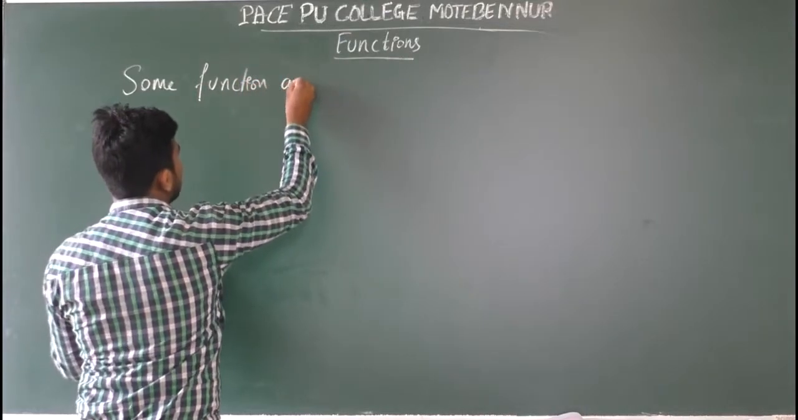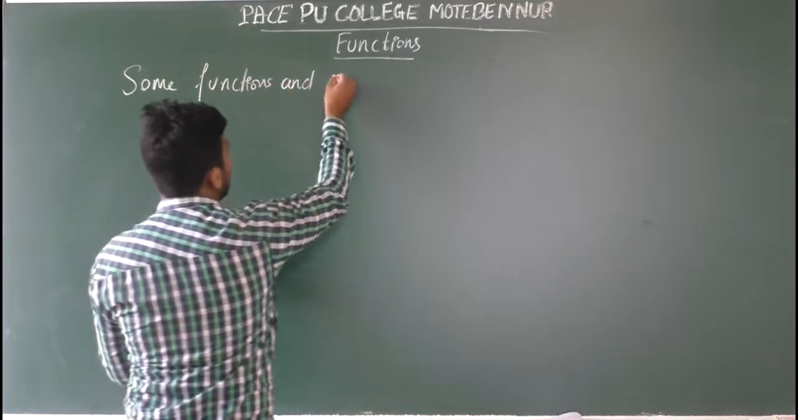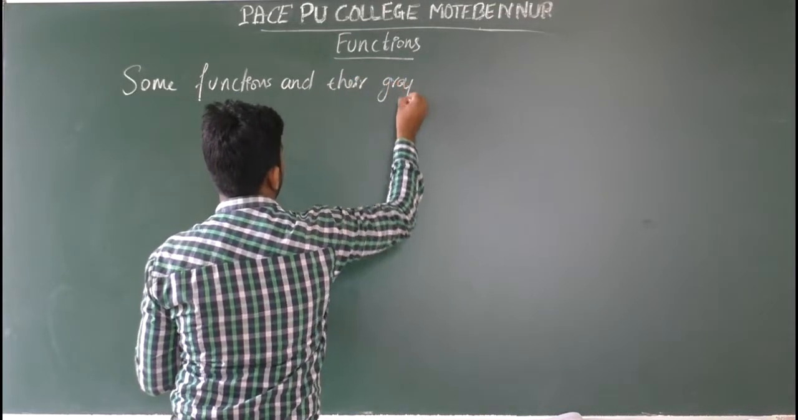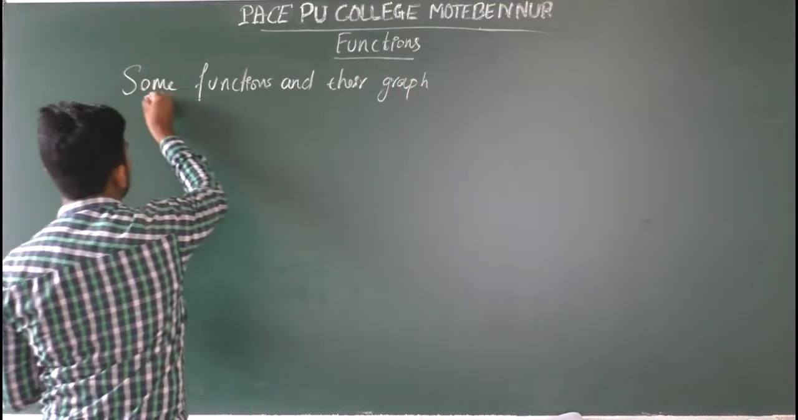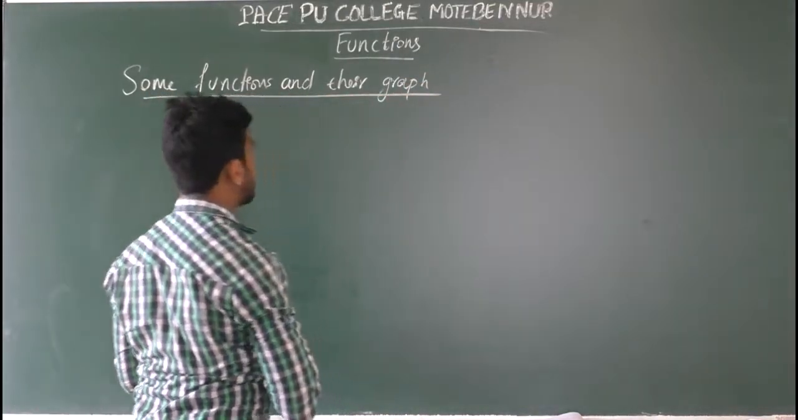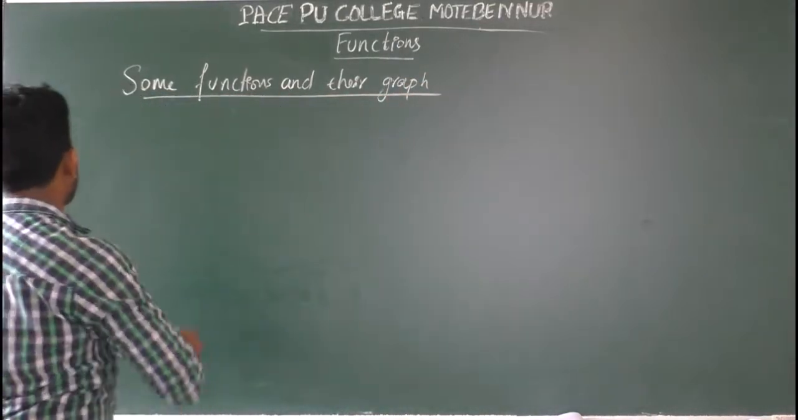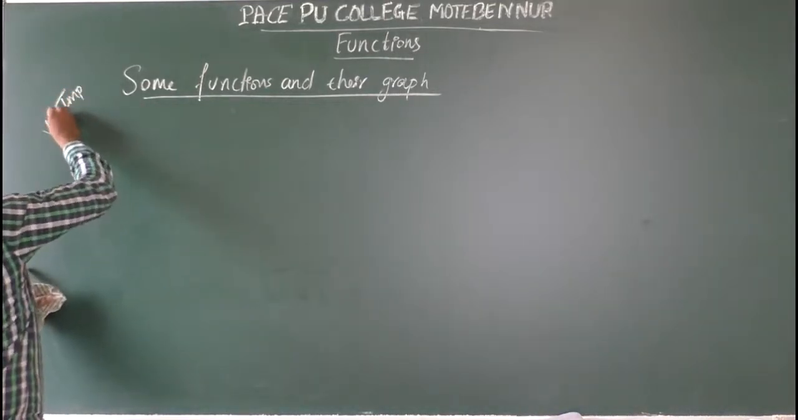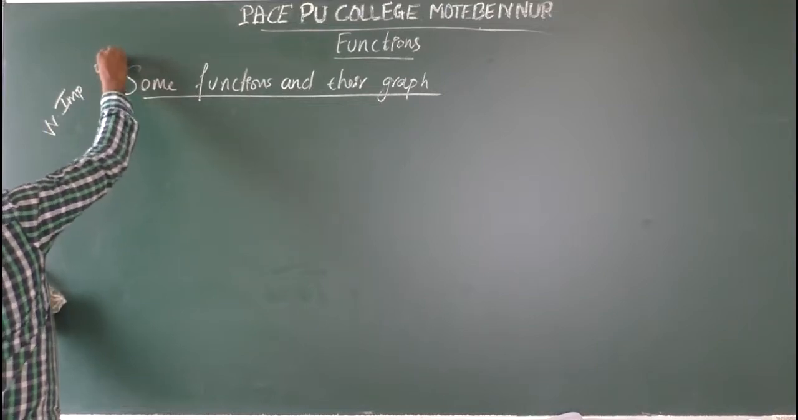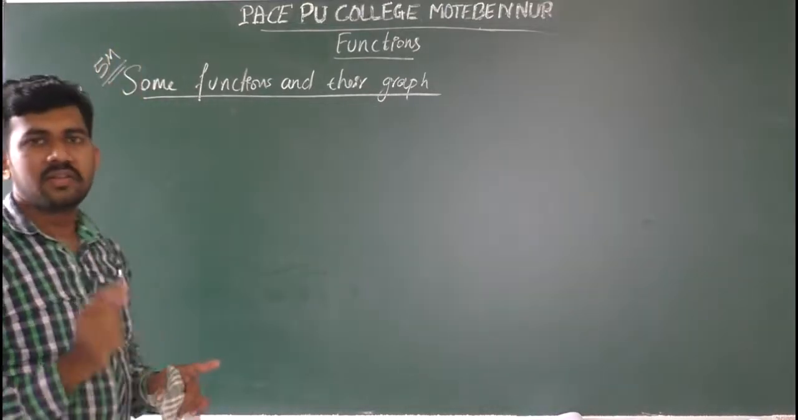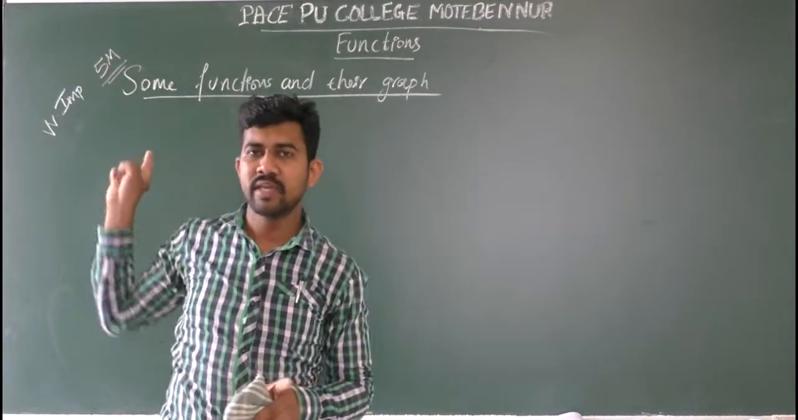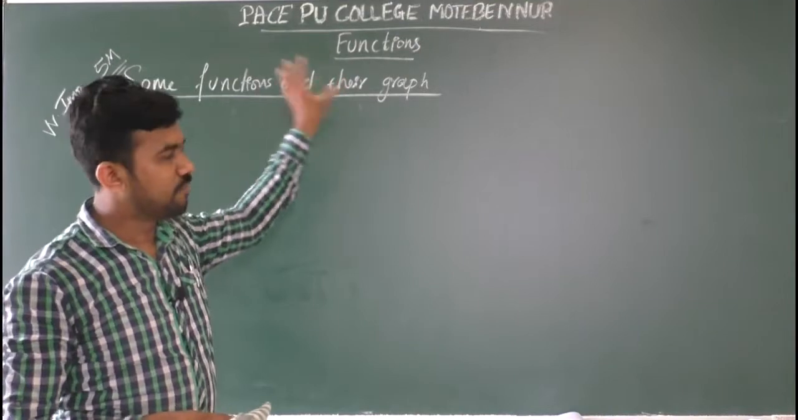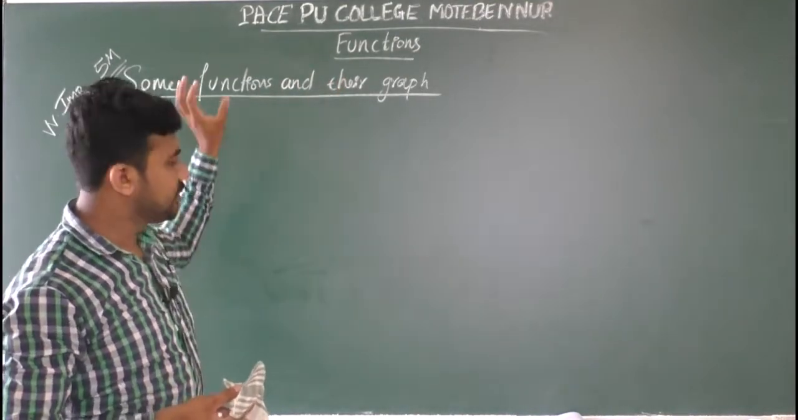Some functions and their graphs. So this is our today's concept, some functions and their graphs. A very important concept for 5 marks. They will ask you to draw the graph of any of these functions with the definition, range and domain, for 5 marks. Now we'll see them one by one.